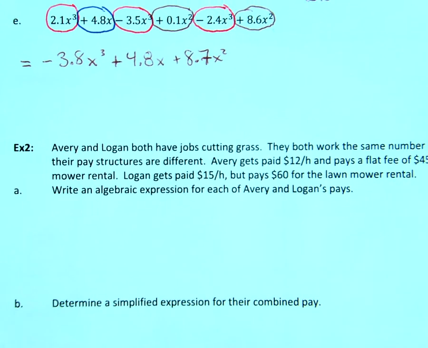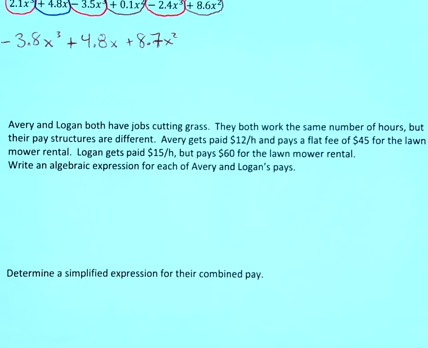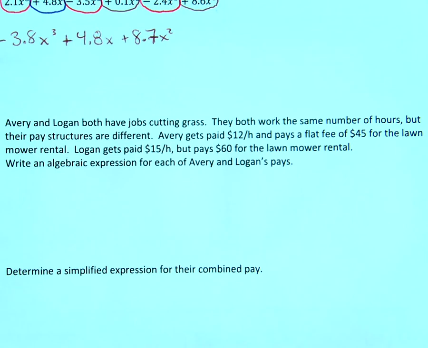For this one, you can read the question. You should take a second and write that down if you didn't have it printed off. Avery and Logan both have jobs cutting grass. They both work the same number of hours, but their pay structures are different. Avery gets paid $12 per hour and pays a flat fee of $45 for the lawnmower rental. Logan gets paid $15, but pays $60 for the lawnmower rental.